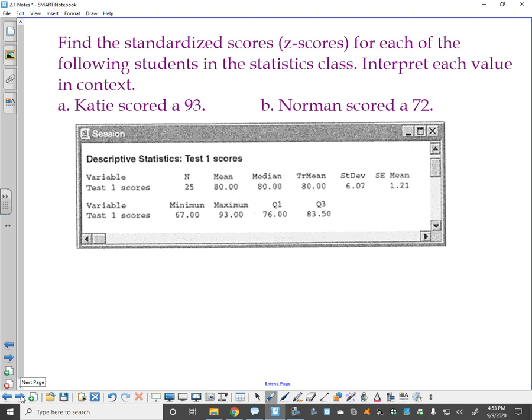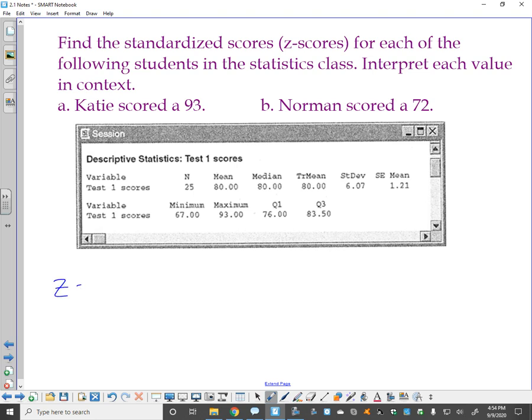Find the standardized scores, the z-score, for each of the following students in the statistics class. Interpret each value in context. So, we've got Katie. Katie made a 93, and Norman got a 72. I want to find their z-score. Okay, one more time, because the more you hear it, the better you're going to get. So listen carefully. The z-score measures how many standard deviations a piece of data is above or below the mean. Your z-score measures how many standard deviations above or below the mean.